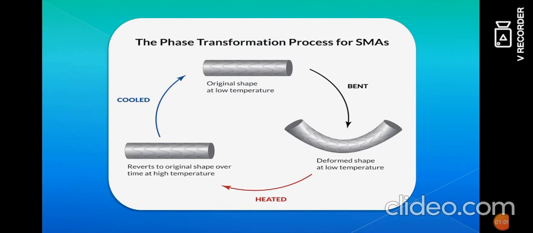Here we see the phase transformation process for the shape memory alloys. Let us see the original shape memory alloy material as shown in the figure. Now when a small force is applied so that the metal alloy is bent, it is deformed as shown in the figure. When it is heated, the deformed metal alloy slowly regains its original shape, and when we cool that metal alloy further, it will regain the exact shape and structure.